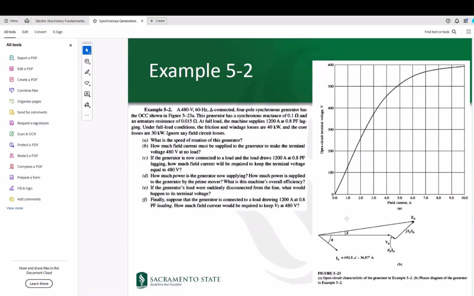In example 5.2, we have a 480 volts, 60 hertz, delta-connected, 4-pole synchronous generator, which has the OCC, open circuit characteristic curve, as shown in this figure. The generator has a synchronous reactance of 0.1 ohms and armature resistance of 0.015 ohm. At full load, the machine will be supplying 1200 amps at 0.8 lagging power factor. Under full load conditions, the friction and windage losses are 40 kilowatts, and the core losses are 30 kilowatts. We want to ignore field circuit losses.